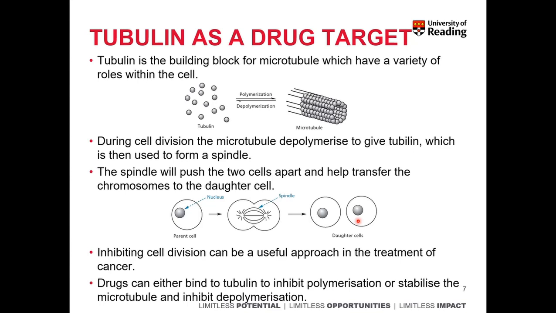Now, inhibiting cell division can be a very useful approach in the treatment of cancer. And so we can produce drug molecules that can either bind to the tubulin to prevent it from polymerizing, or we can produce drugs which stabilize the microtubule itself and prevent this depolymerization process.